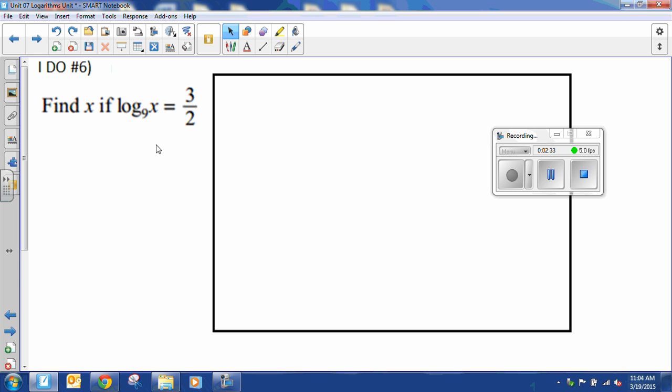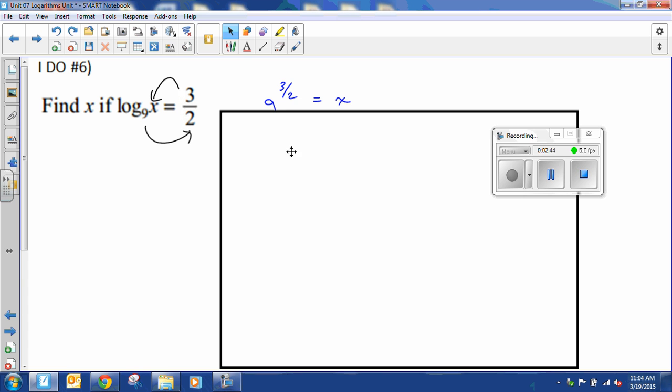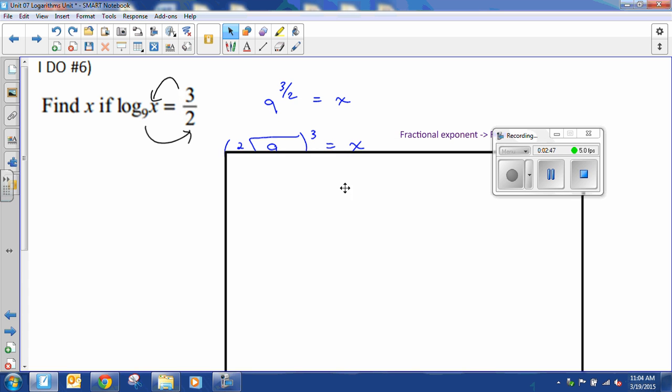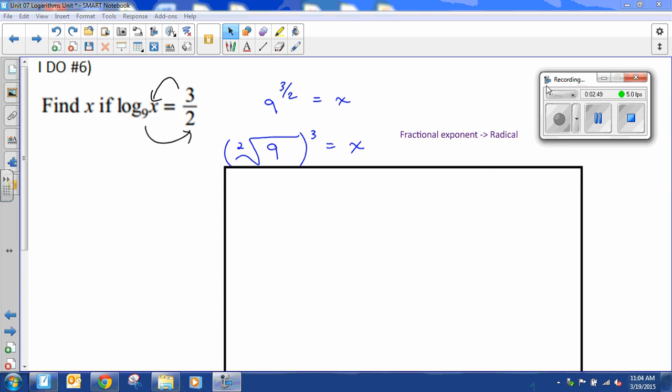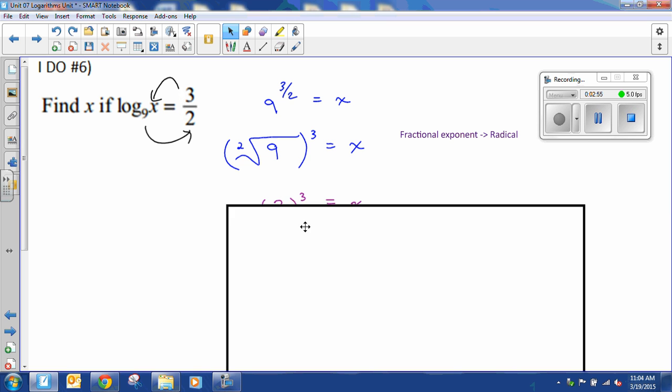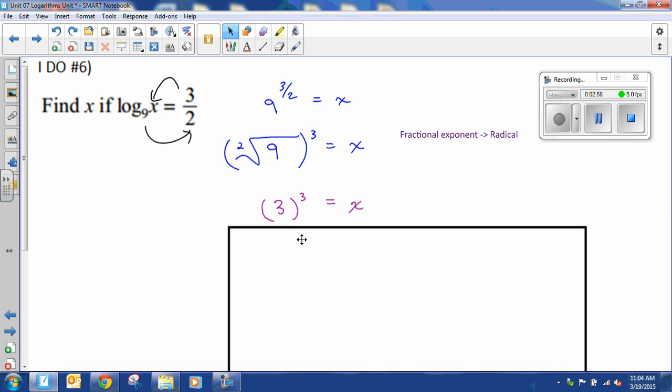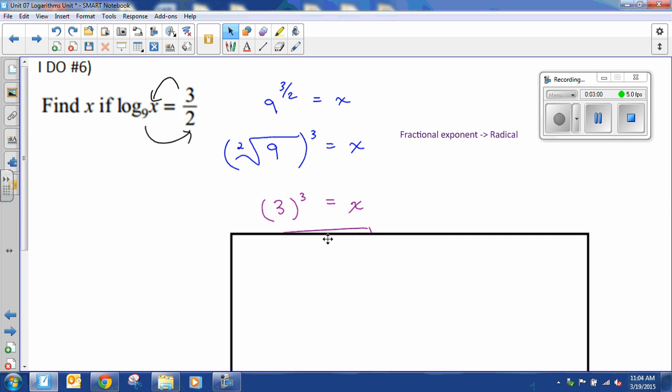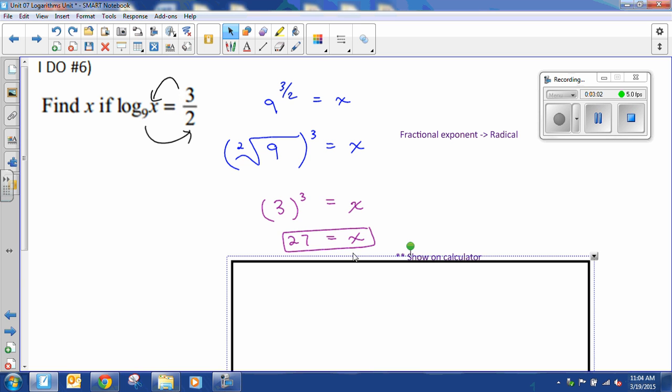Number 6, same thing. You go around the world, right? We want to rewrite the logarithm as an exponential. And we have 9 to the 3/2 power equals x. Now normally, well, not normally, but this is how you would solve this algebraically. You have square root of 9 cubed. And square root of 9 is 3. 3 cubed is 27. X equals 27.